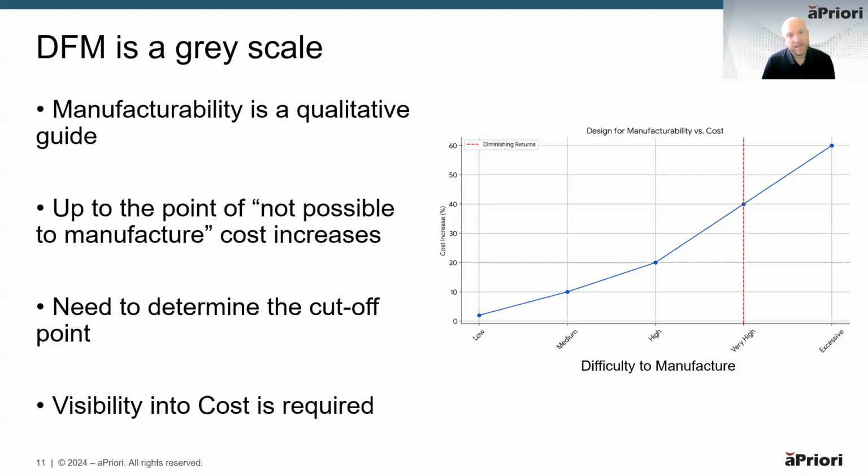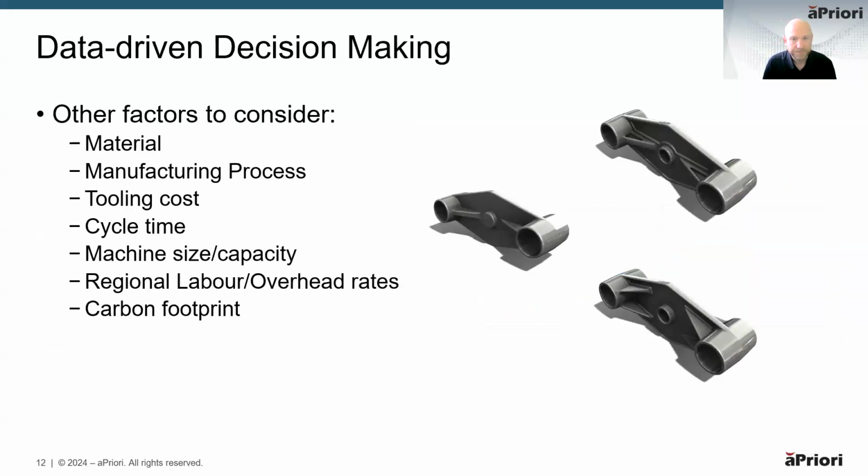So having visibility into cost can really help us decide how manufacturable something is, rather than just using best practices and things like that. So what we want to achieve, and a lot of companies and customers tell us this, is they want to be able to make decisions that are data driven. So if we can get cost, there's a lot of other factors that we need to consider while we're designing.